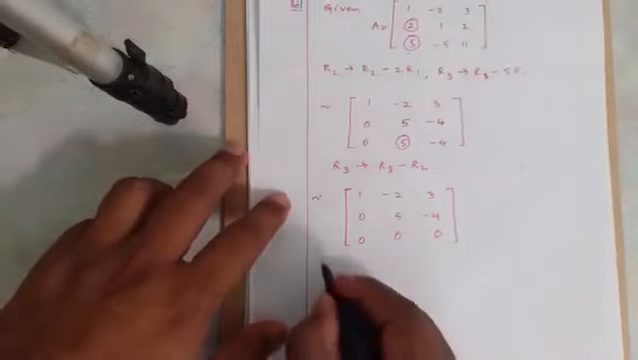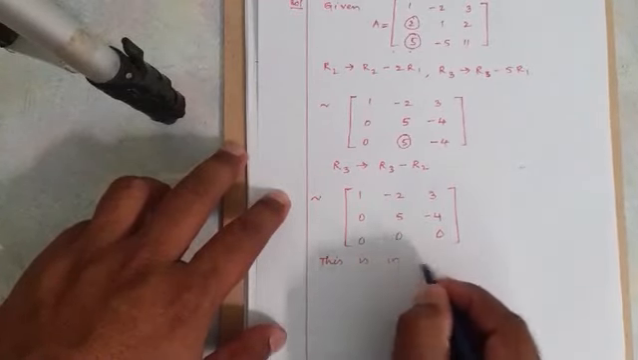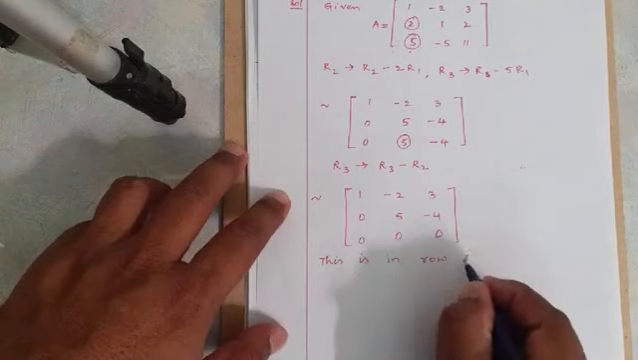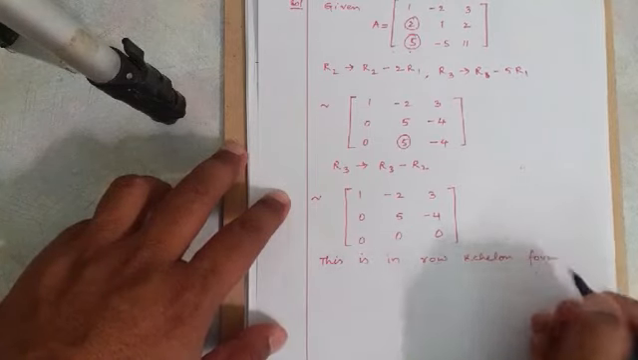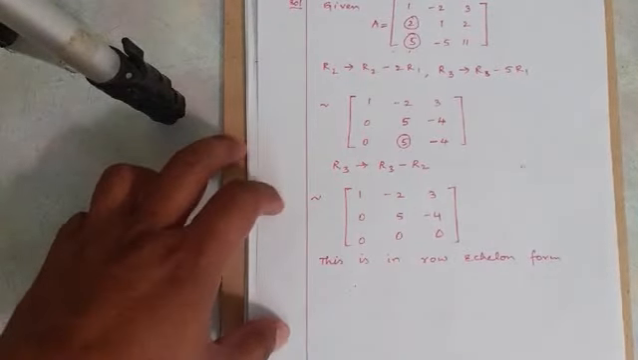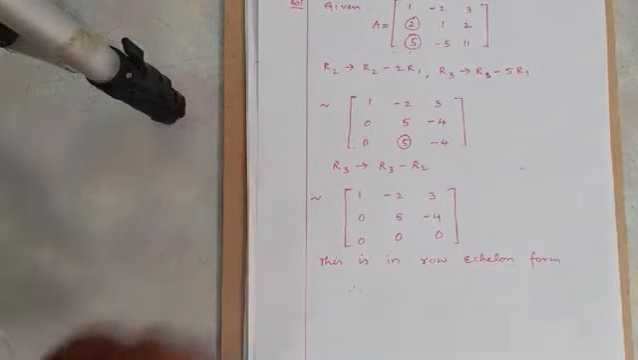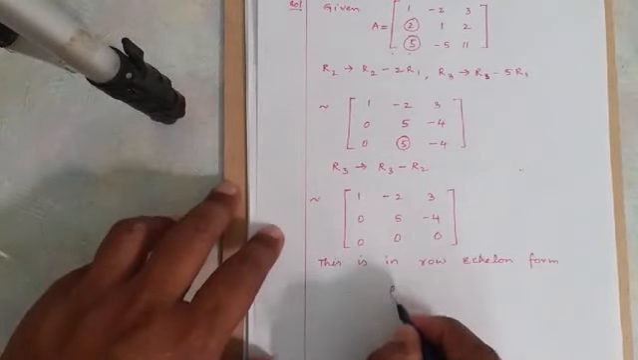So we write here, this is in row echelon form. After that we write the rank of the matrix, because in the question it is asked: first it is given, reduce the matrix to row echelon form and hence find its rank. So after getting row echelon form, we find the rank by seeing the resultant matrix.